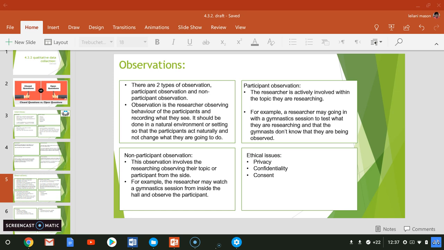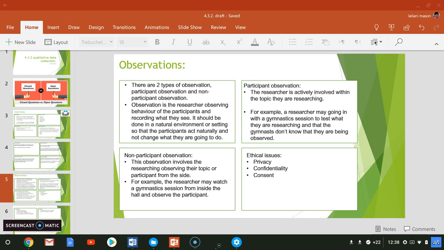The other type of qualitative data collection is observations. Observations observe the behaviours that are being recorded by a researcher on a participant. There are two types of observation: participant observation and non-participant observation. So observation is a researcher observing behaviour of participants and recording what they see.